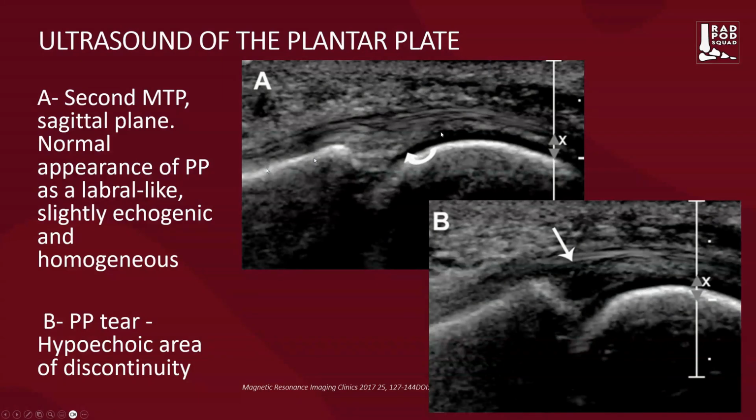We have the second MTP joint, and this is the normal appearance of the plantar plate as a labral-like, slightly echogenic structure, which is generally homogeneous. And we can see that it's going to blend imperceptibly, in this region here, to the level of the flexor tendon. We can see this is the flexor tendon with the flexor tendon fibrils. So the plantar plate. And of course, deep to that, we have the hyaline cartilage of the metatarsal head. We have the proximal phalangeal base with its cortical bone and the intramedullary bone.